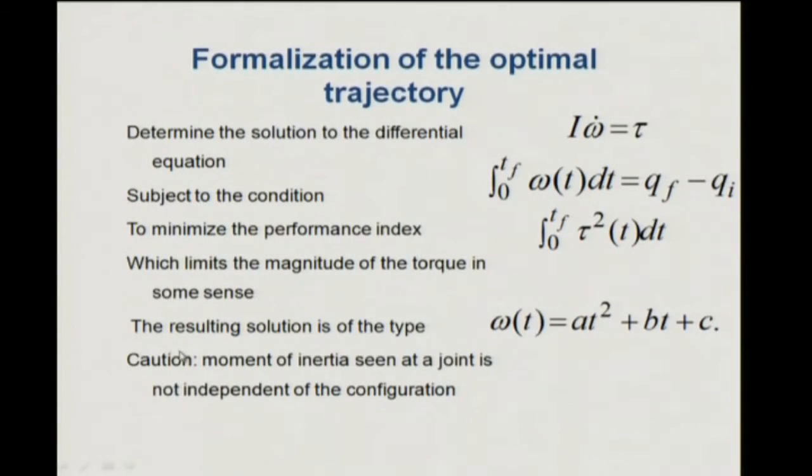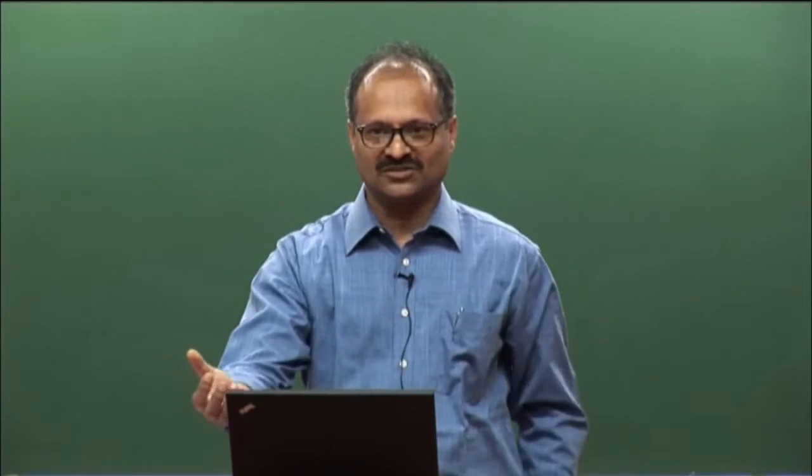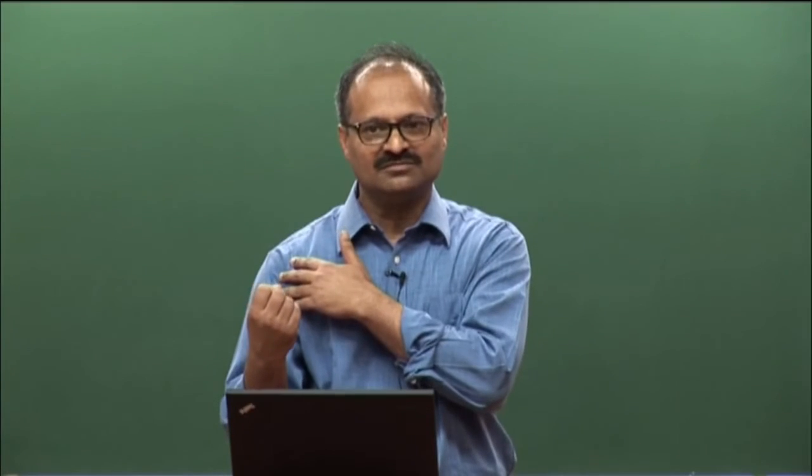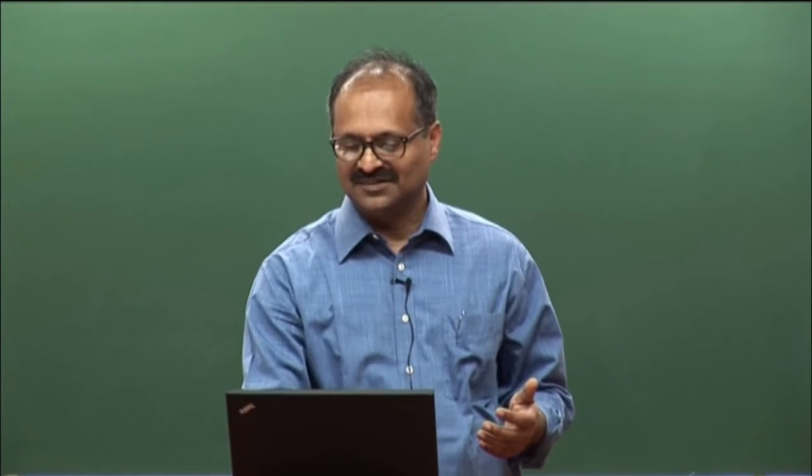Oh, I forgot this last line, only a small catch. The moment of inertia seen at a joint, the solution being of this type, is valid for a constant I. Now, the moment of inertia seen at a joint is not constant, right. If I have my arm extended and I have a mass here, the moment of inertia has a large contribution corresponding to this. On the other hand, when my hand becomes like this, at this joint the moment of inertia is different. So, in that case, this is not the solution.